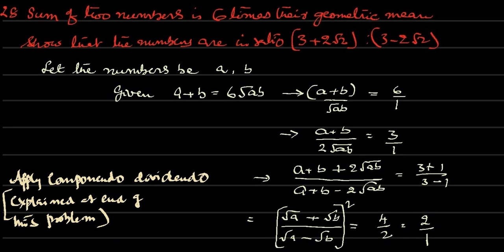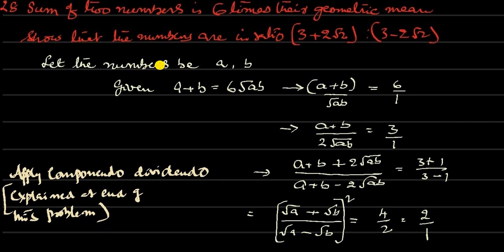Problem number 28. The sum of two numbers is 6 times their geometric mean. Show that the numbers are in the ratio 3 plus 2 root 2 is to 3 minus 2 root 2. Let the numbers be a and b. Given a plus b is 6 times the geometric mean, means a plus b is 6 times root ab, or a plus b by root ab is 6.